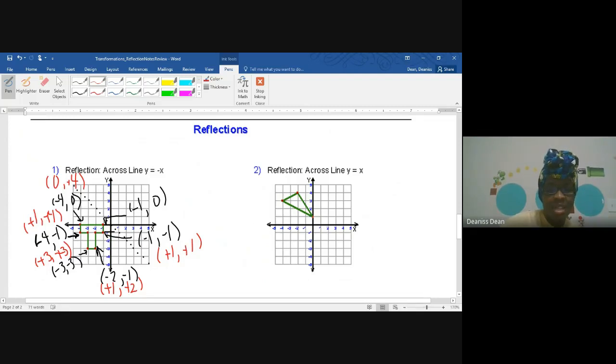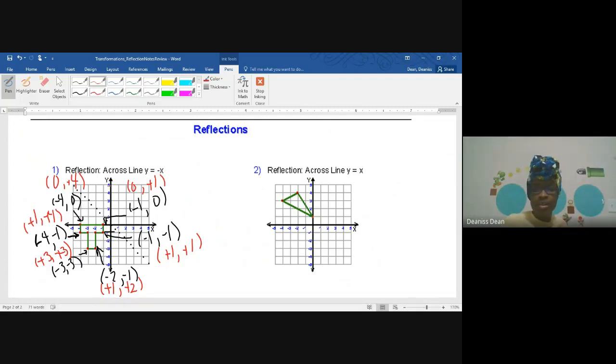And lastly, this one is 0, -1. When you flip the numbers, the coordinates, and if I change their sign, 0 is neither positive nor negative, so I leave it alone, and the -1 becomes a positive 1. So those would be the new coordinates. And like I said, the biggest focus is going to be what the points are going to change into when you're doing these type of problems, okay?